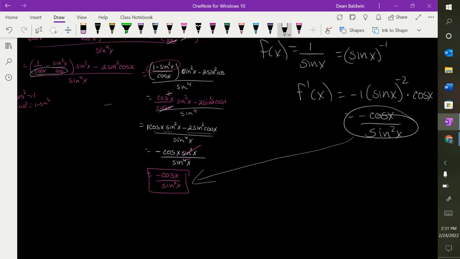That is a lot easier to do. Okay? Moral of the story, people, simplify if you can. And the trig stuff, you usually can. Not always, but usually.